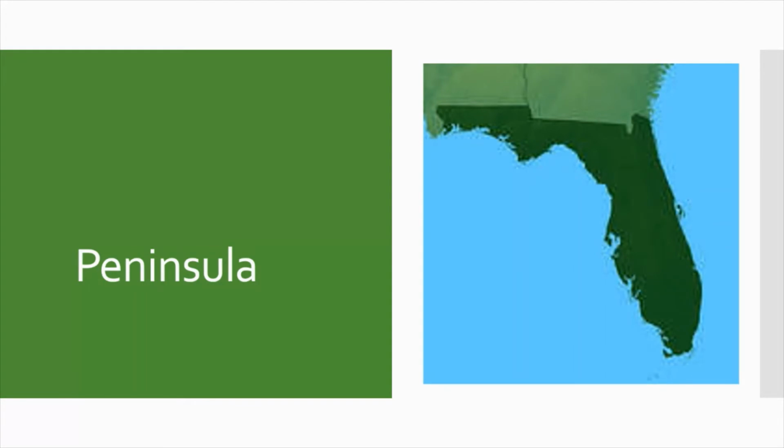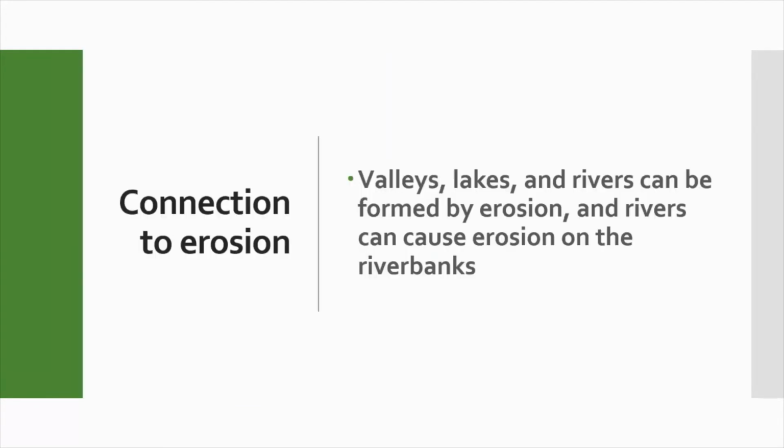So now let's take a look at how some of these landforms connect to erosion that we learned about last week. So valleys, lakes, and rivers can all be formed by erosion. And rivers can also cause erosion along the riverbanks. And remember, erosion is the movement of rocks through natural processes. So all of those areas where things are kind of carved out of the ground or carved out of the land, all of those can be caused by erosion.